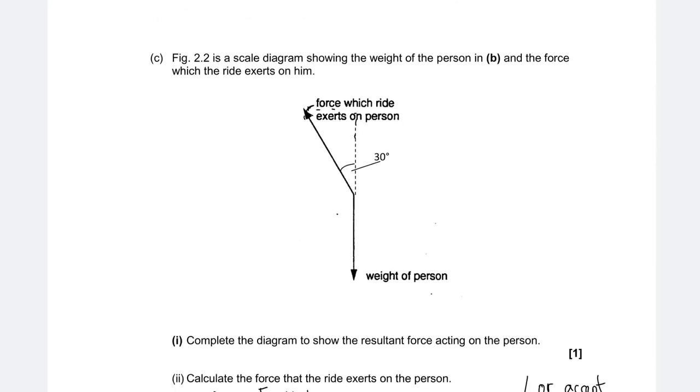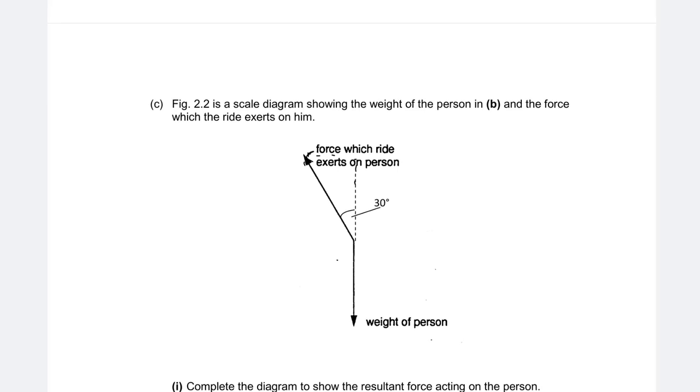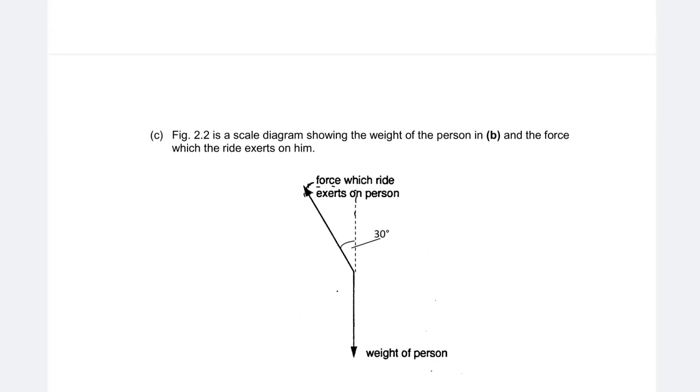This next one is really interesting. So we have a person on this ride, and what we need to look at is which way the resultant force is actually acting. So complete the diagram to show the resultant force. Well, the resultant force will always be towards the center of rotation, which will be along here.